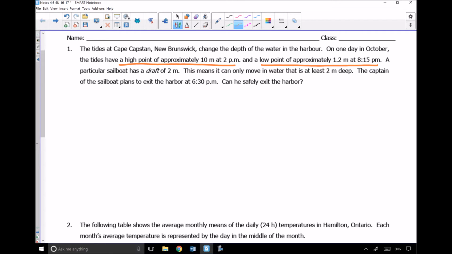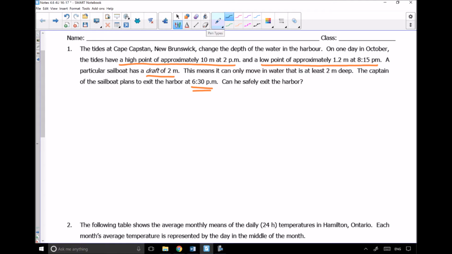Okay, so then it says a particular sailboat has a draft of 2 meters. Well, what does that mean? This means it can only move in water that is at least 2 meters deep. If it's less than 2 meters deep, the sailboat can't move. So the captain of the sailboat plans to exit the harbor at 6:30 p.m. Can he safely exit the harbor? So let's see if he can or not.